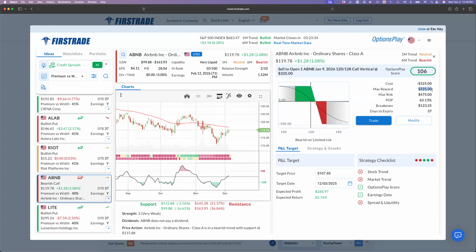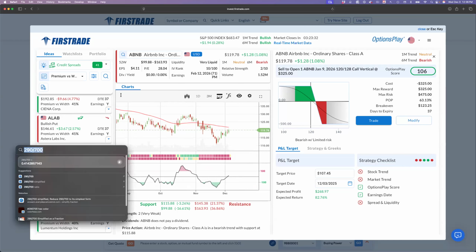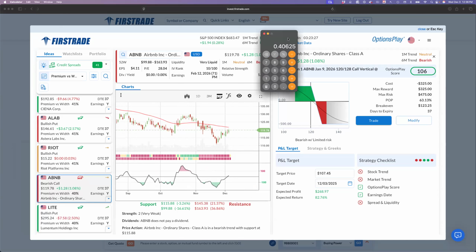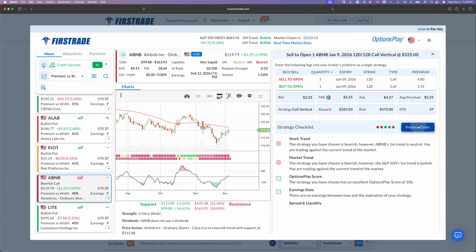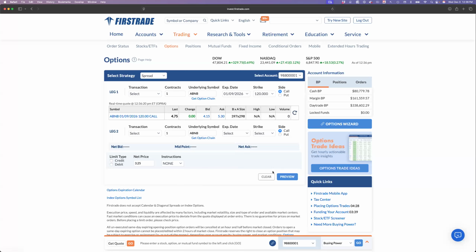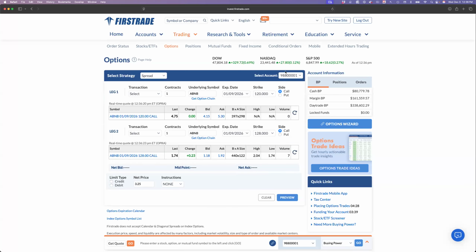That's collecting $3.25. $3.25 on an $8 wide credit spread is 40% of the vertical width, a little bit more than 40% of the vertical width. So you have a really strong risk reward. You've got the right timing. You found it on a very liquid stock, and now you can click on the trade button, preview order, and potentially send this off for execution depending on your account size.